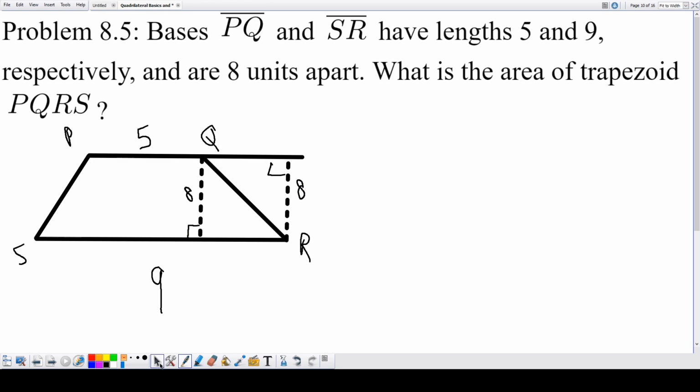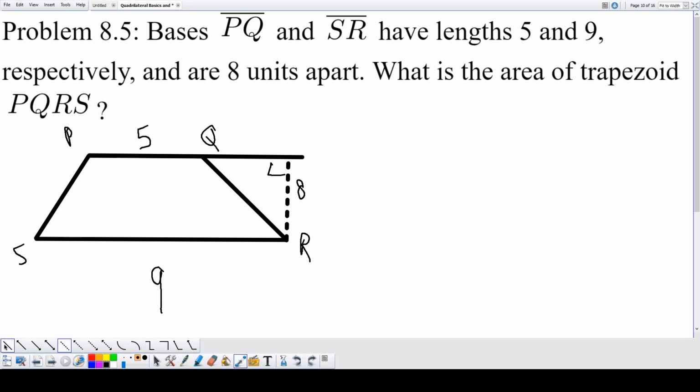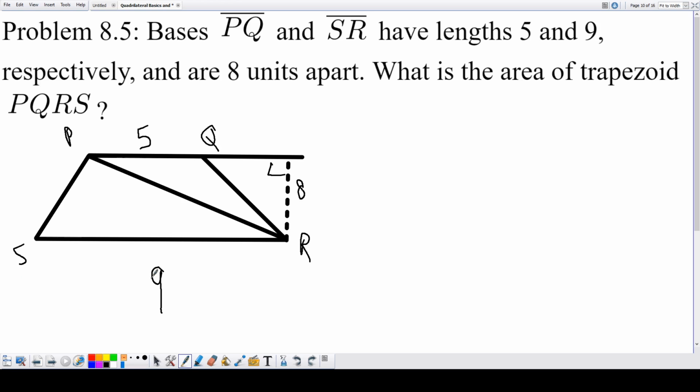So, the reason I am doing that is because if I clear off what I have here, now I can take the original trapezoid and split it into two triangles, PQR and PRS. And by doing that, if I find the area of each triangle, I can add them together to find the area of the entire trapezoid. So, let's find the area of PQR.